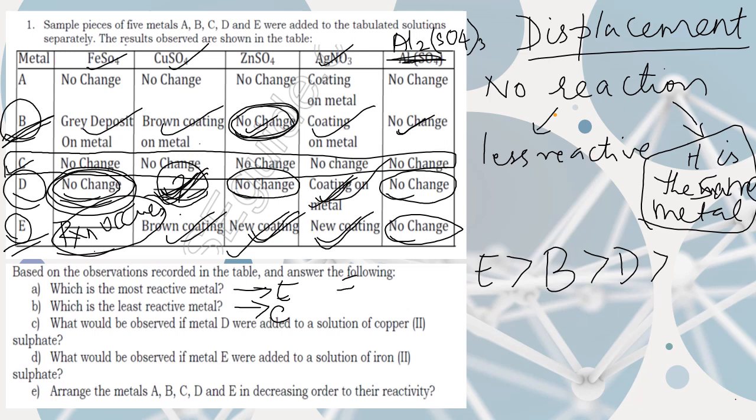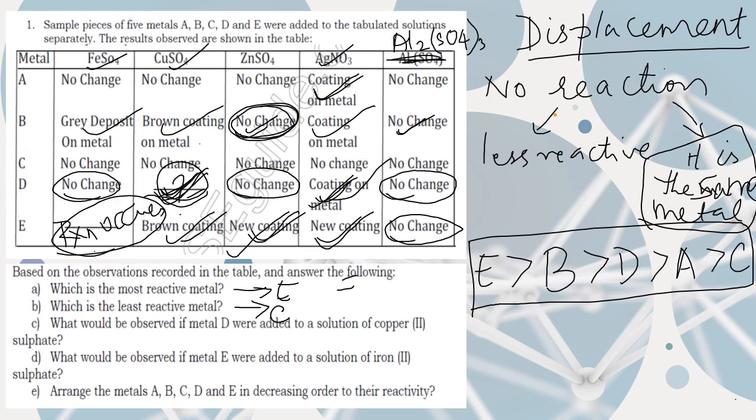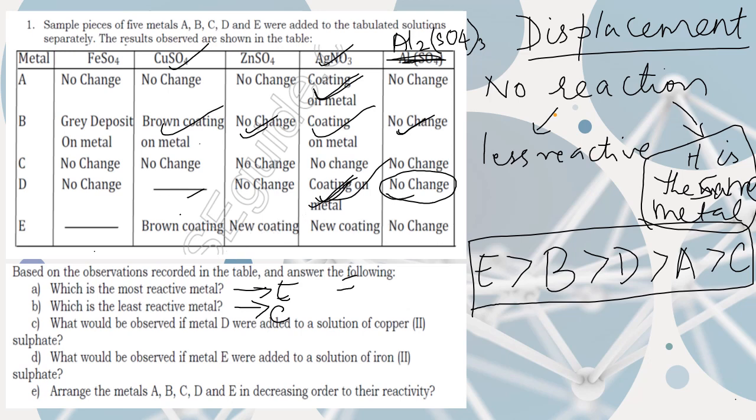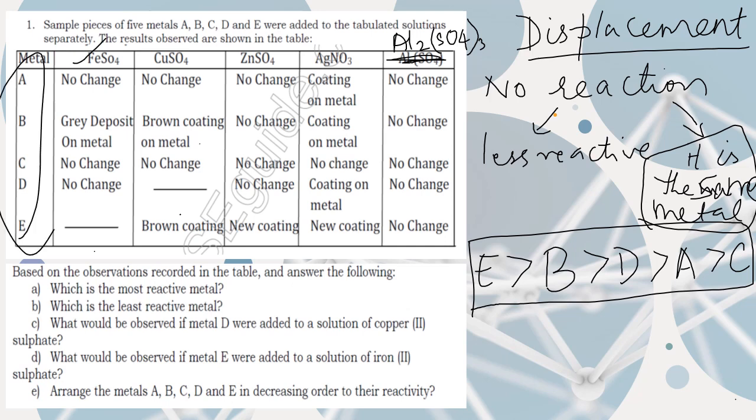Then we are left with A. A is showing change only in 1 solution. And the least one is C, which is not showing any change. So this is the decreasing order of reactivity from the most reactive ones to least reactive one. Now, when you're getting such questions, the metals A, B, C, D, and E are the metals which are mentioned in the salts. So one of them here is iron, one of them is copper, one of the metal here is zinc, the other two are silver and aluminium.